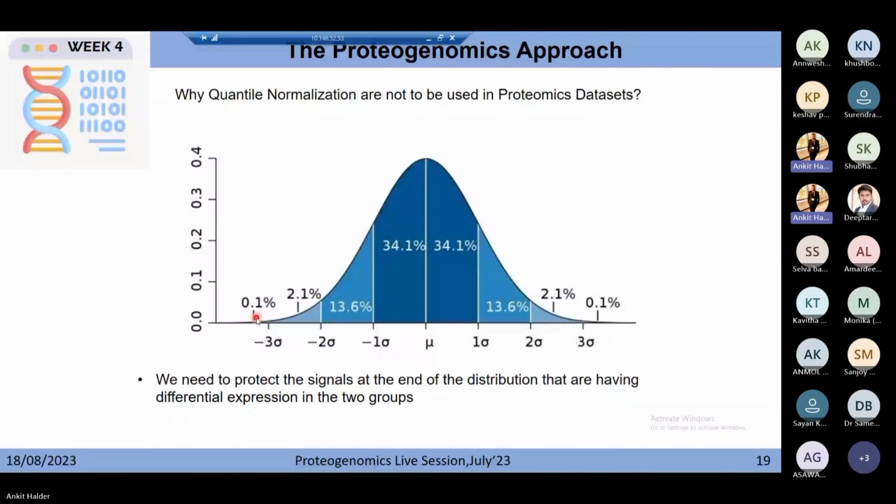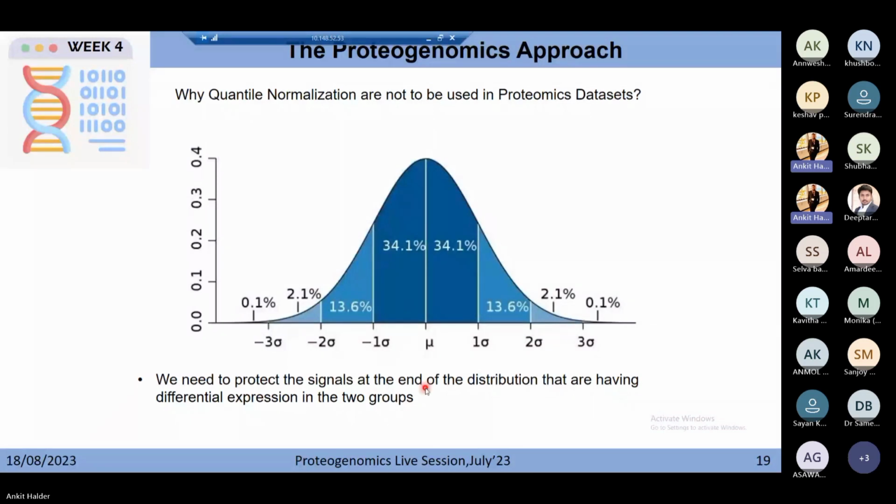Those remain mostly unchanged, and also, if you know a little bit, most of the data in a normal distribution comes within 3 standard deviations. That's why we measure 3 standard deviations. Within 3 standard deviations, all your data points lie in a normal distribution. So that's the case, and that's why we need to protect our signals.